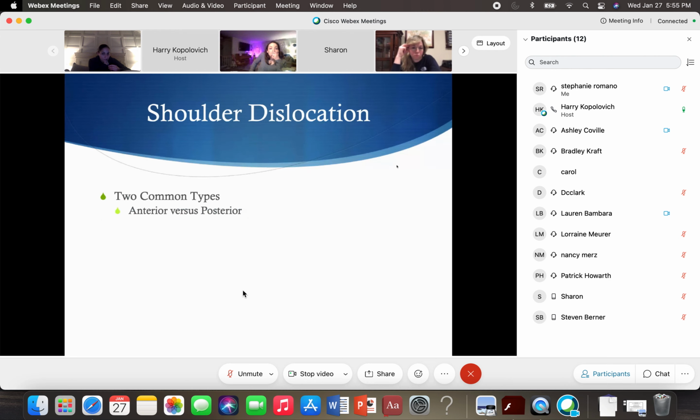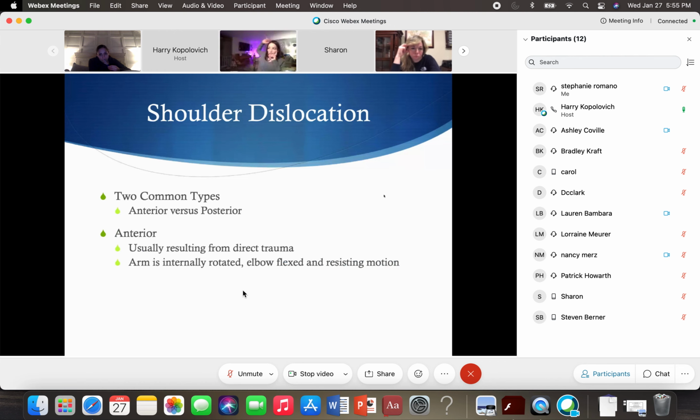So the most common types of shoulder dislocations are going to be anterior, and then the second most common is going to be posterior. There are other types. There is inferior and luxatio erecta as well, which may be interesting to look up on your own. Anterior usually results from direct trauma. The arm is usually held in internal rotation, with the elbow being flexed, and the patient will not allow you to move that arm. Posterior almost exclusively occurs in patients that have had seizures or have had electrocutions.